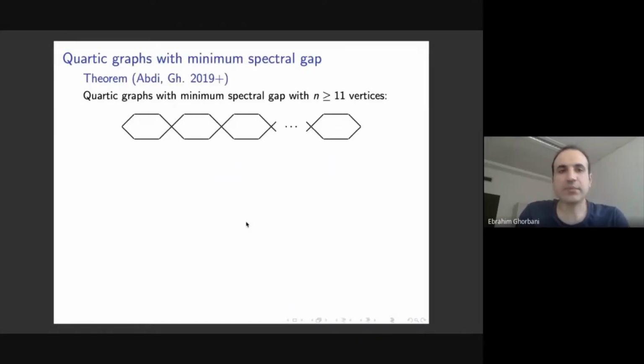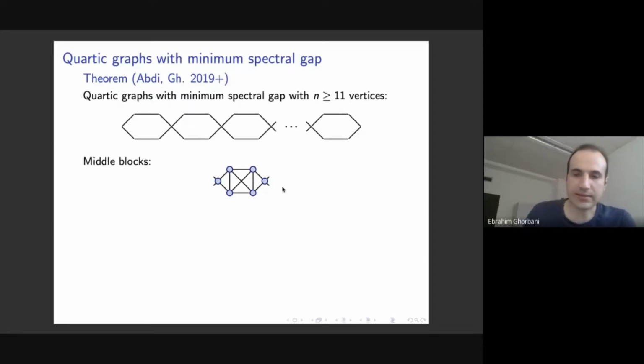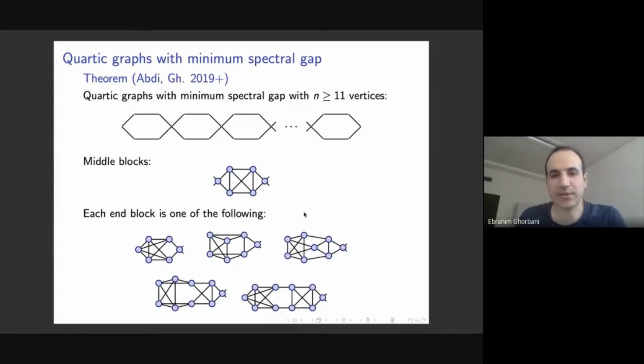So there are many details here, but the main tool is switching, though this is not the only tool. More tools are needed to come up with this theorem, but the details are very tedious. I'm not going into the details, but the final result is that the quartic graphs with minimum spectral gap have this path-like structure. If you consider the block tree of the graph, it's actually a path. So here are the blocks of the minimal quartic graph, and each block is of a very particular shape. The middle blocks are all of this shape, and the end blocks, I mean the first block or the last block, are one of these five types of blocks.